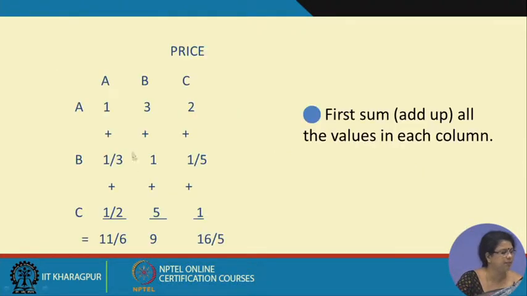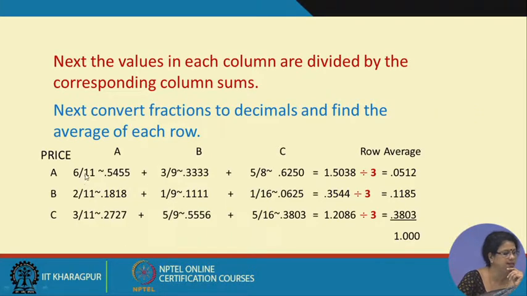You see the previous table: 1 divided by 11 by 6 becomes 6 by 11. 1 by 3 divided by 11 by 6 becomes 2 by 11. 1 by 2 divided by 11 by 6 becomes 3 by 11. Just you see we have done so. 6 by 11, 2 by 11, 3 by 11. You can make it decimal, because we are doing some kind of normalization.